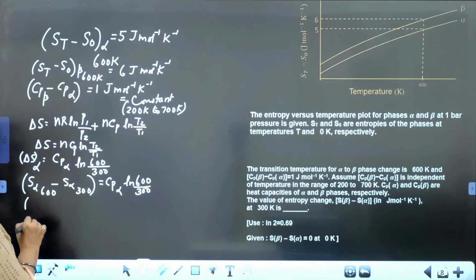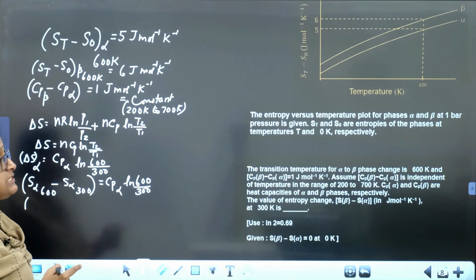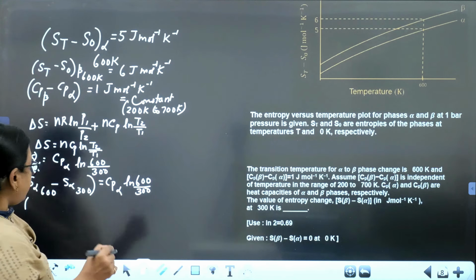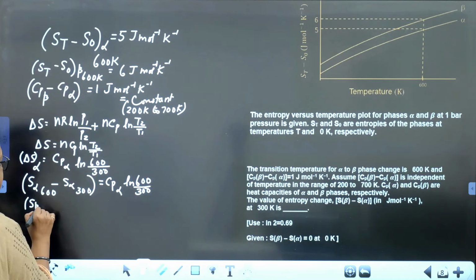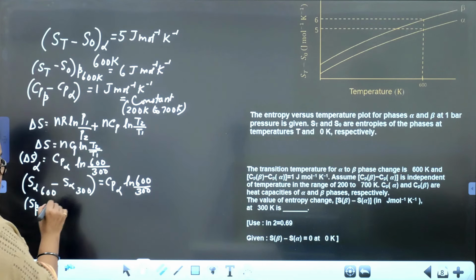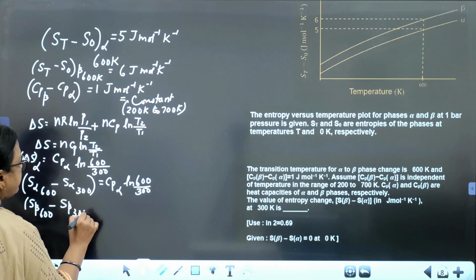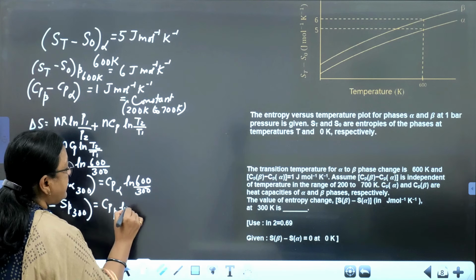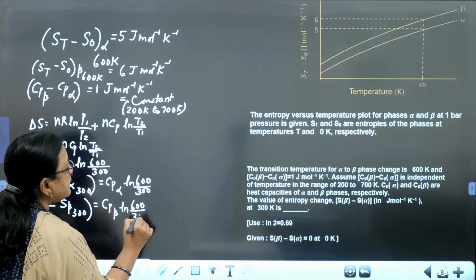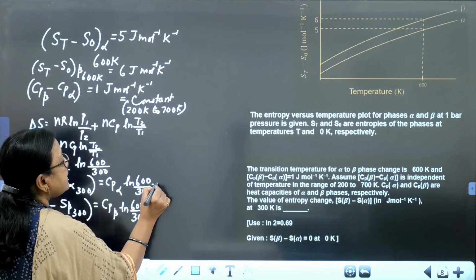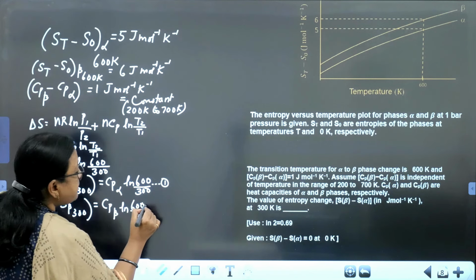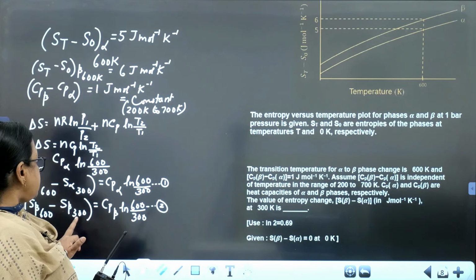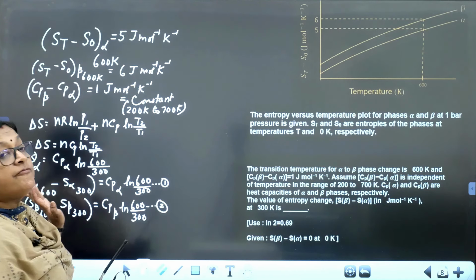Same way, you can also write it for delta S beta will be Cp beta ln 600 by 300. So you can write it as S beta 600 minus S beta 300 is equal to Cp beta ln 600 by 300. Now I mark it as equation 1 and I mark it as equation 2. You have to find out S beta 300 minus S alpha 300.